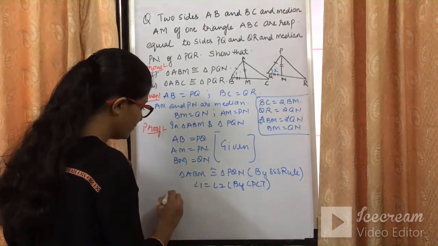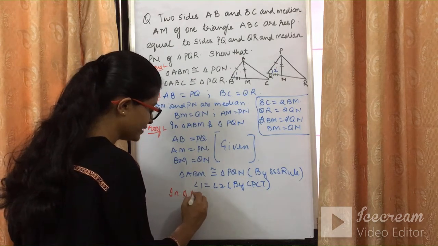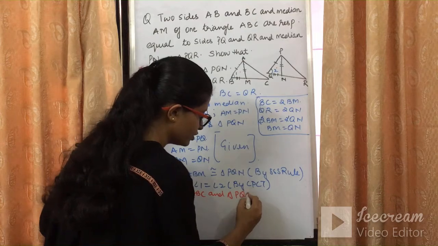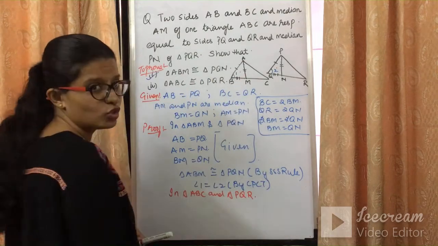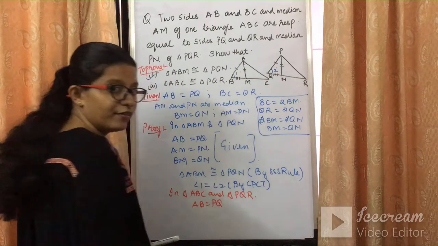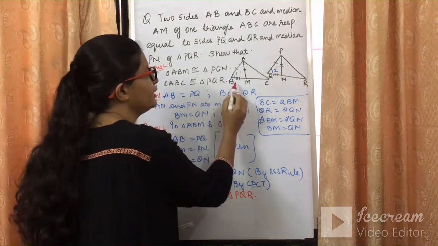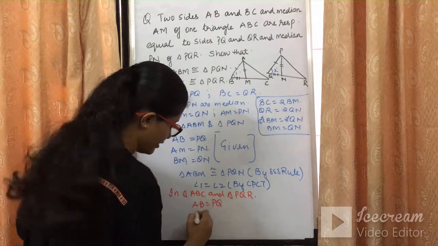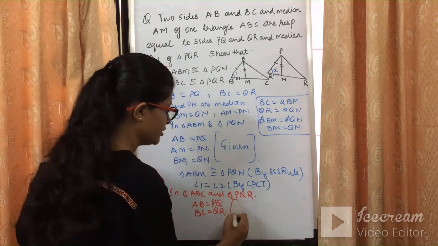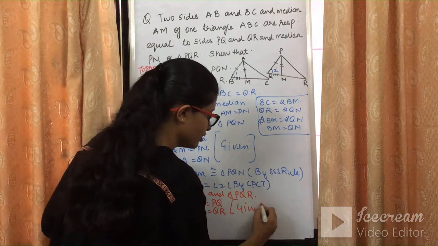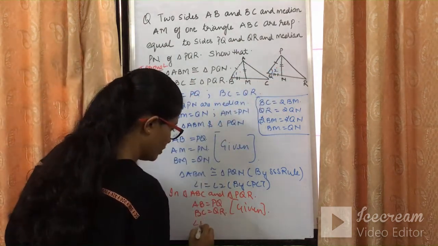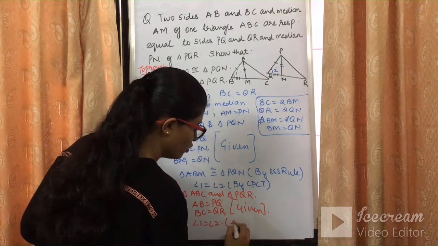So let's see how we can prove in triangle ABC and triangle PQR. Can we say that AB is equals to PQ? It is again given in the question. AB is equals to PQ. Now it is also given in the question BC is equals to QR, and these all things are given in the question. And we have already proved earlier angle 1 angle 2 के equal है. This we have proved earlier.